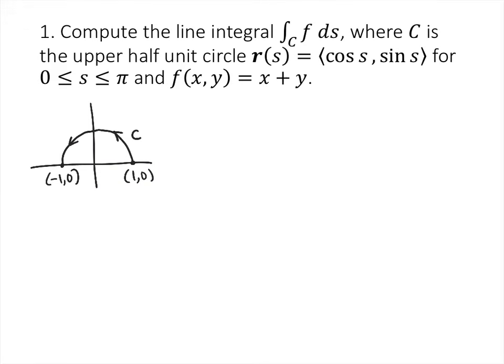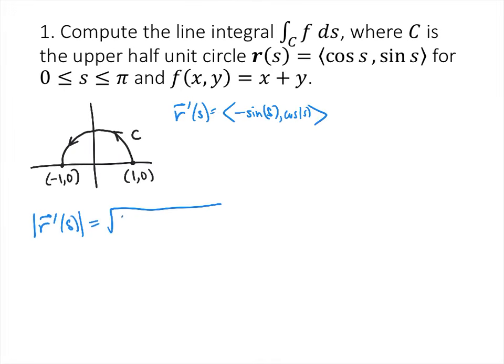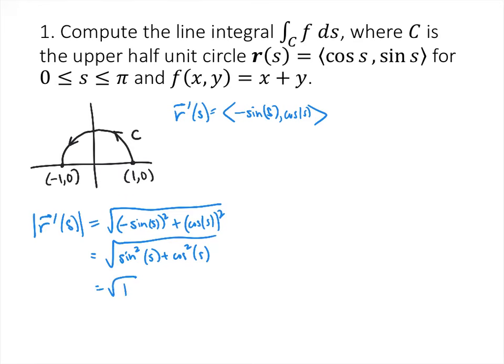The first thing we need to do is figure out whether this curve is parameterized by arc length. The way we do that is by figuring out the magnitude of r prime of s, in other words, the speed of this parameterization. Since r(s) is (cosine s, sine s), r prime of s is (negative sine s, cosine s). What's the magnitude of that vector? Well, it's the square root of negative sine s squared plus cosine s squared. That's sine squared plus cosine squared, and we know that's 1, and the square root of 1 is 1. So this curve is, in fact, parameterized by arc length.